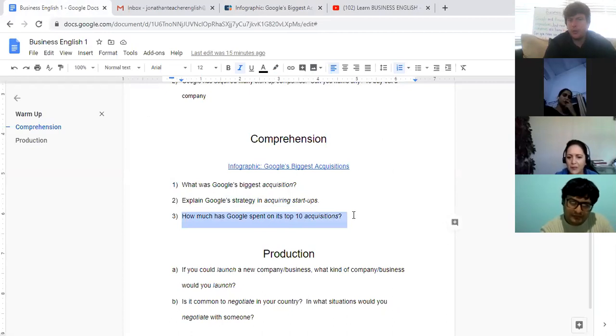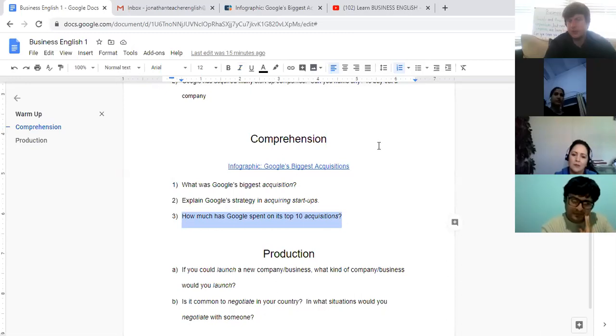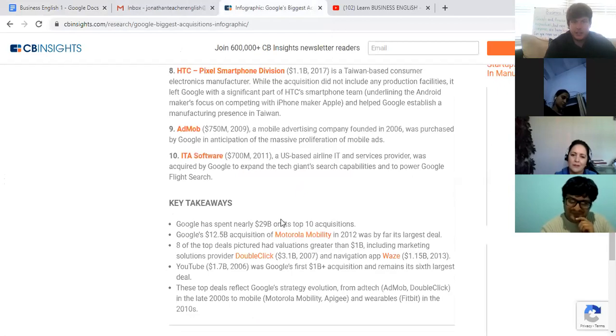And here's one more detailed question. How much has Google spent on its top 10 acquisitions? Does anybody recall how much Google has spent on their top 10 acquisitions? If you remember, you can just say it.